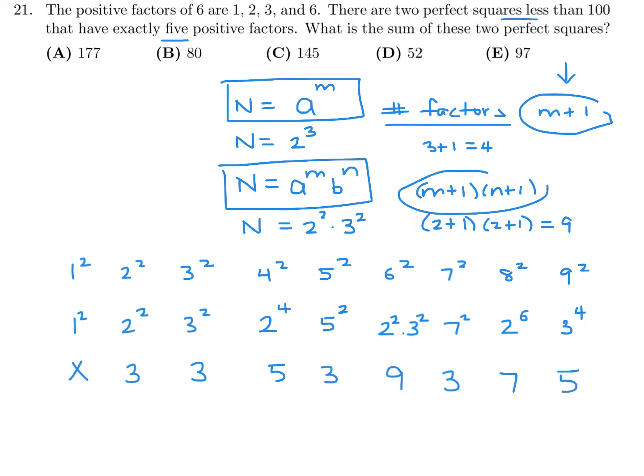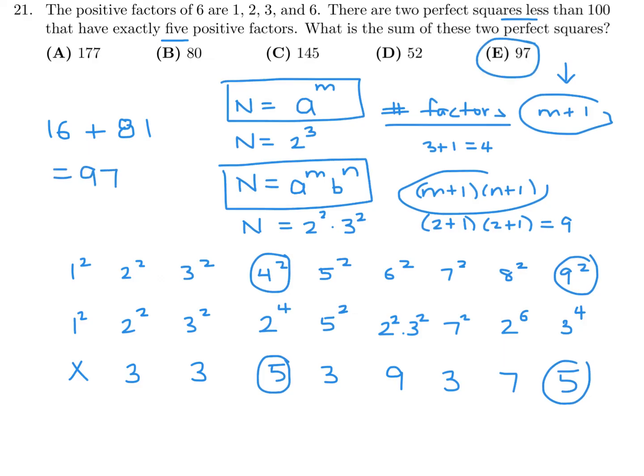So which ones have 5? This one, and those numbers are these guys. 4 to the power of 2 is 16. 9 to the power of 2 is 81. And they want you to add those two guys up, and that would make 97. Therefore, E is the answer to this question.